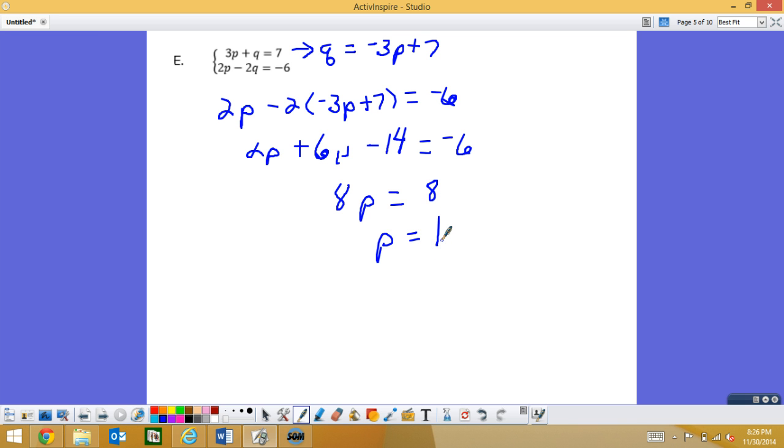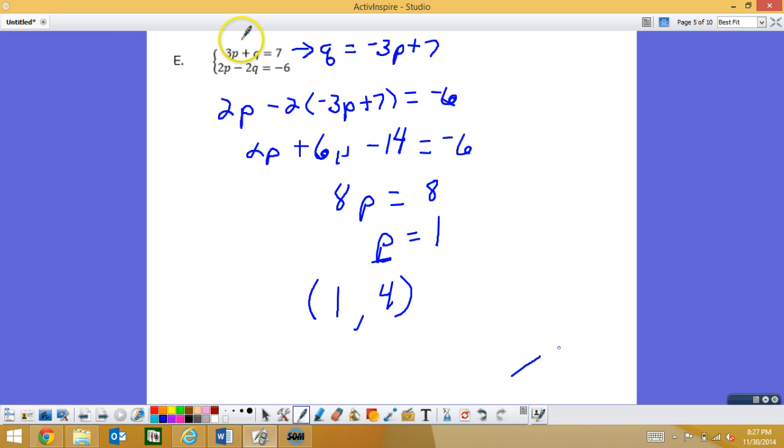And if we don't have x's and y's, our ordered pair, we always put the variable that comes first in the alphabet first in the ordered pair. P comes before Q in the alphabet, so therefore P will come first in the ordered pair. And finding q, we just can substitute 1 in for p here, so we have negative 3 plus 7, which is 4. Okay, so it worked for substitution.